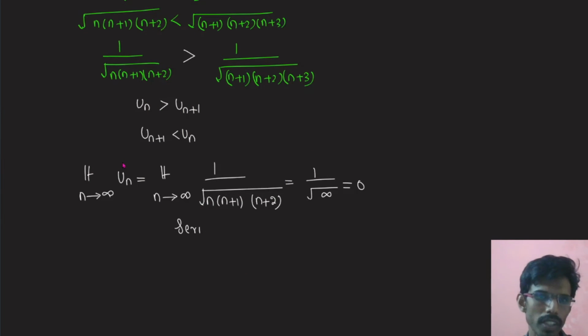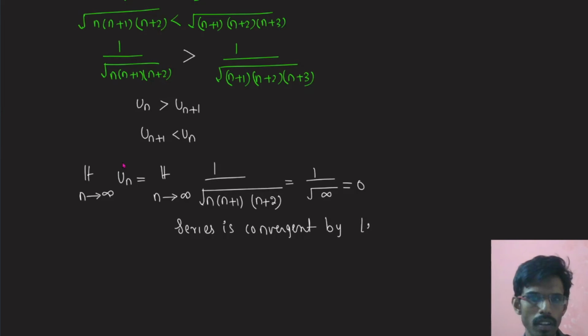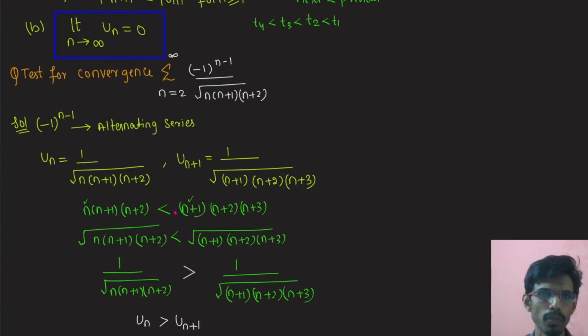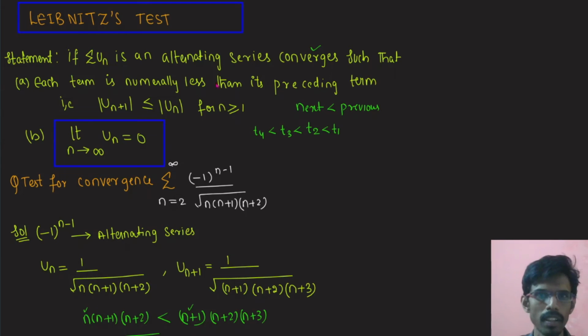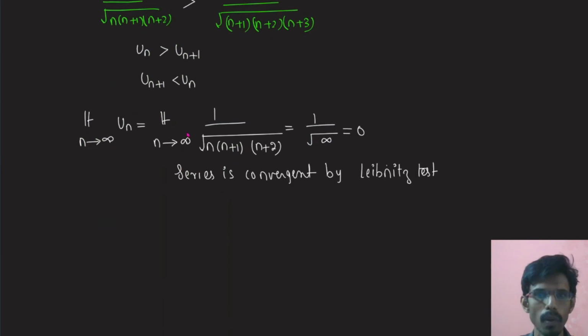Given series is convergent by Leibniz test. It is convergent by Leibniz test. We satisfy two properties, right? Now let us see the next question.